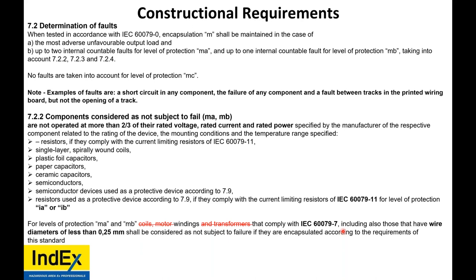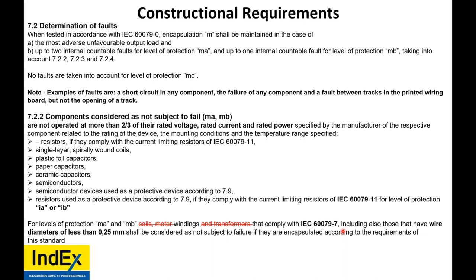Now, for protection levels MA and MB, they wiped out from the last edition of the standard coils, motors, and transformers. Now they just say windings. Shall comply with 60079-7, EXE. So you can have EXMA or MB motors, transformers, coils, as long as they also comply with 60079-7 EXE, including that their wiring diameter is less than 0.25 millimeters.